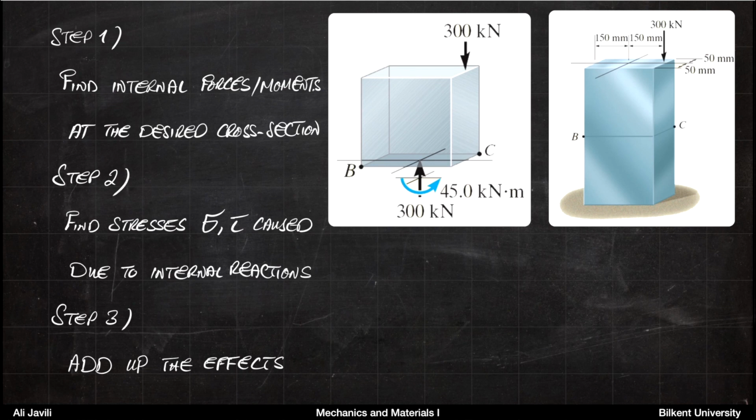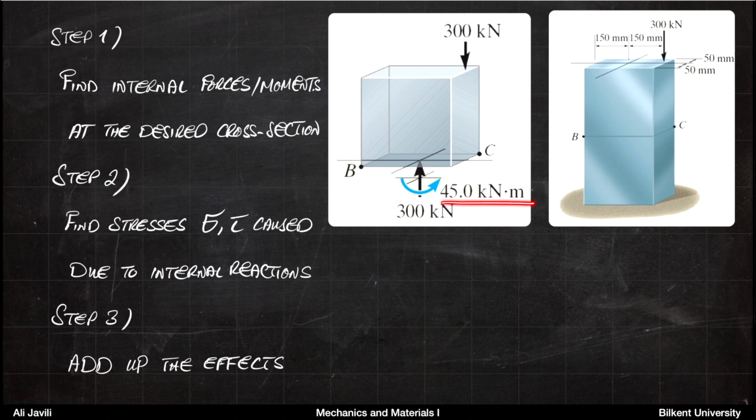What we want to do is to go through the 3 steps that we discussed previously. The first step is to find internal forces and moments at the desired cross-section. So here you can see that the cross-section we are interested in is here. If you want to calculate the internal forces and moments there, your internal force would be 300 kilonewton upwards, which would cancel the 300 kilonewton here. So that would cause a compression, obviously.